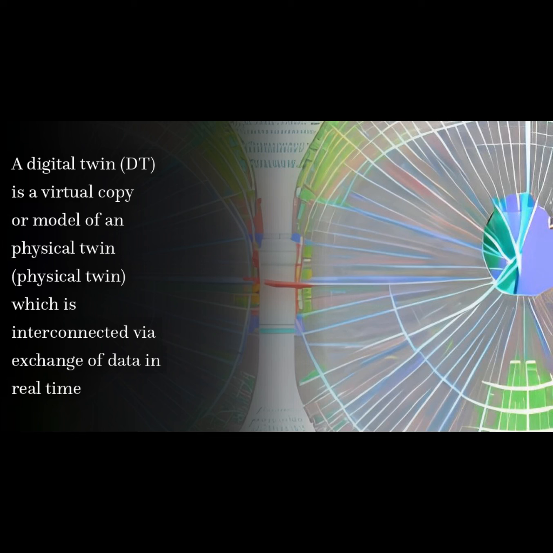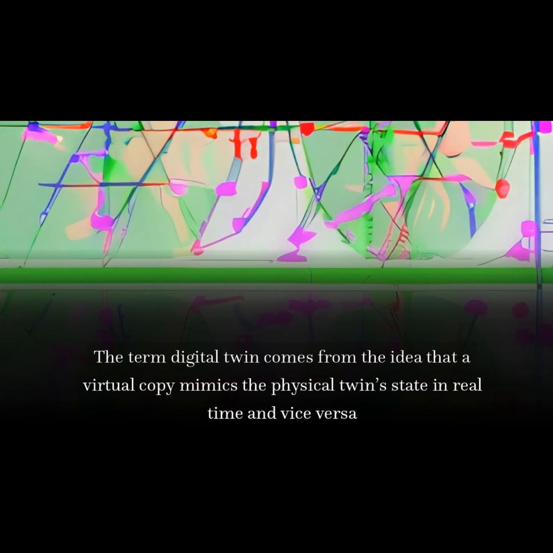A digital twin, DT, is a virtual copy or model of a physical twin, which is interconnected via exchange of data in real time. The term digital twin comes from the idea that a virtual copy mimics the physical twin's state in real time and vice versa.